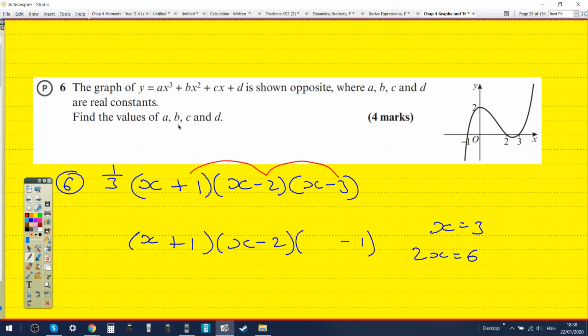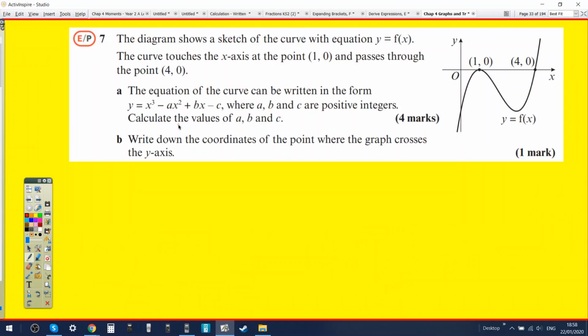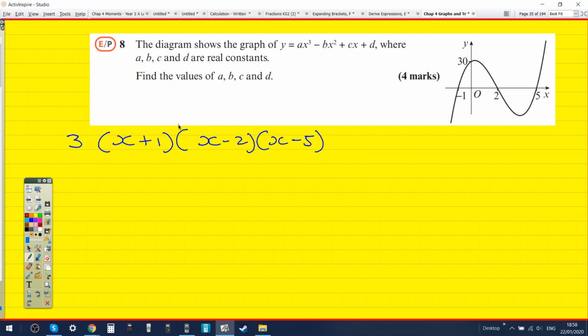This stuff, yeah, so the 3 brackets, you just figure that out. Then you just check what the y-intercept is. Our y-intercept was 6. It was supposed to be 2, and so it just has to be times a third. Okay, yeah. This one was very similar. It would have to be times minus a quarter. And this one was very similar. We got 10. It was supposed to be 30, so it'd have to be times 3.